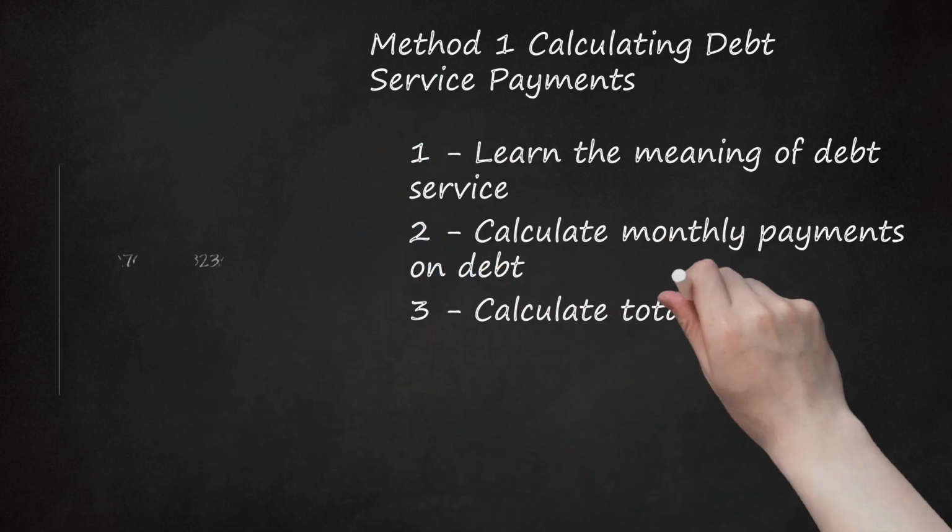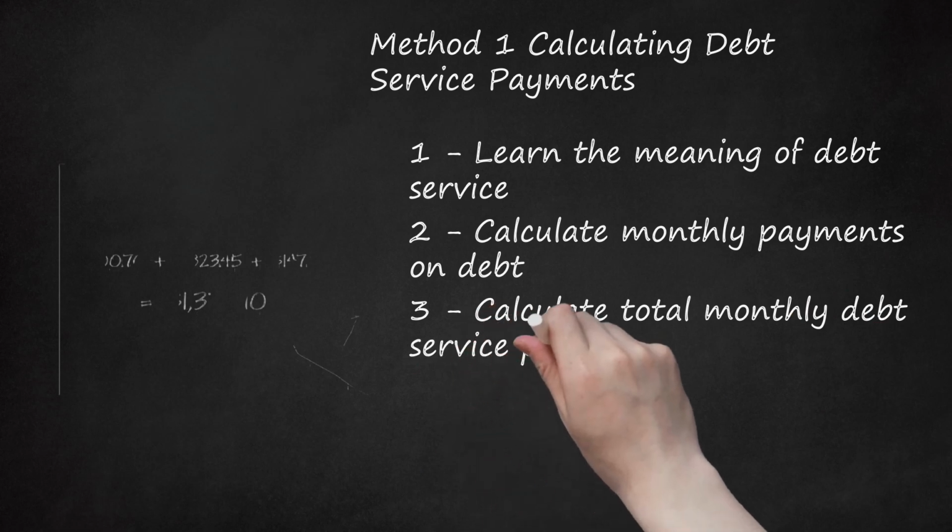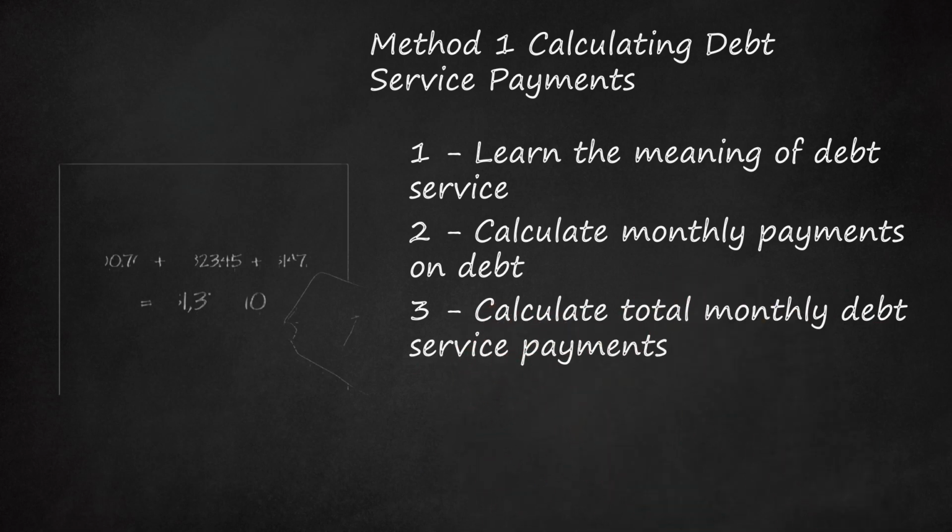3. Calculate total monthly debt service payments. Begin by calculating the monthly payment for each of your loans. Total the monthly payments for all of your loans by adding all of the monthly payments together. Once you know your total debt service payments, you can calculate the debt service ratio.